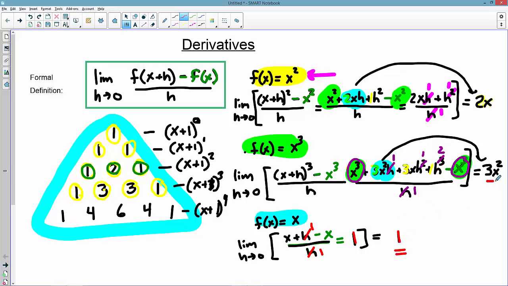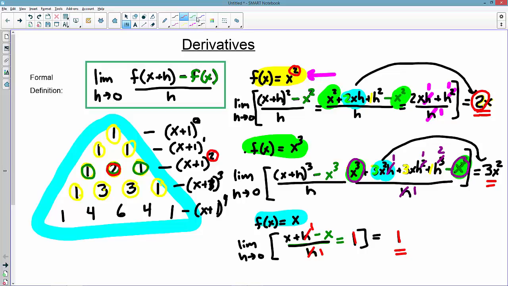So if you look at these three derivatives here, they all come from Pascal's triangle, or they come from the expansion. In the case of x squared, it's the number 2 that goes in front. So right over here, this is the number 2. You see the three number 2s?